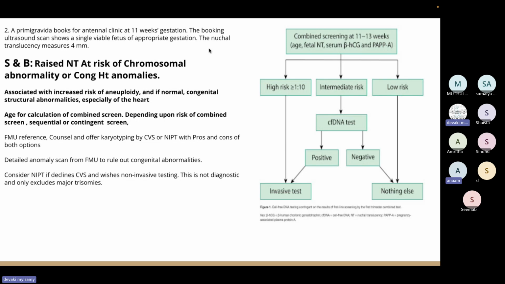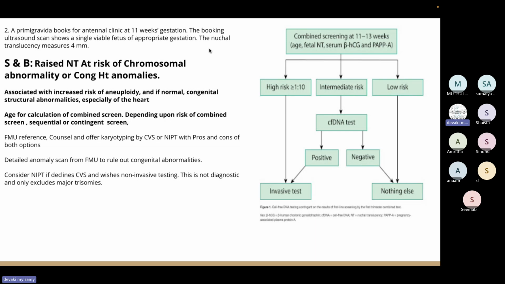Now, for this task, I have a little bit of correction. You rightly mentioned that increased NT is associated with chromosomal or cardiac abnormalities. Yes, here they had given NT just to see what next you are going to do. Now, the next thing will be you have to calculate her combined screening.